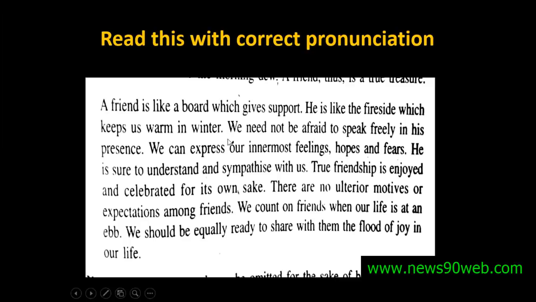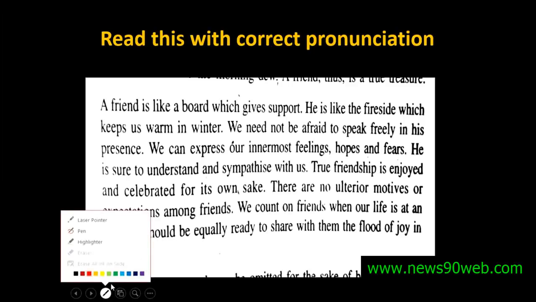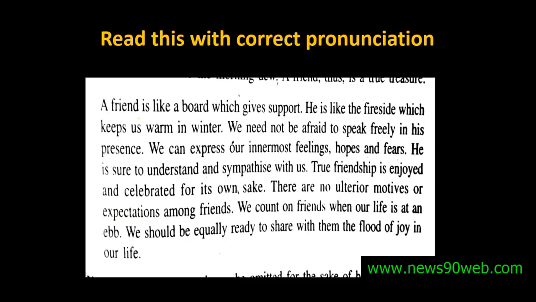A friend is like a board which gives support. You observe here, friends, what is that? A friend is like a board. Friend. Here R is pronounced.